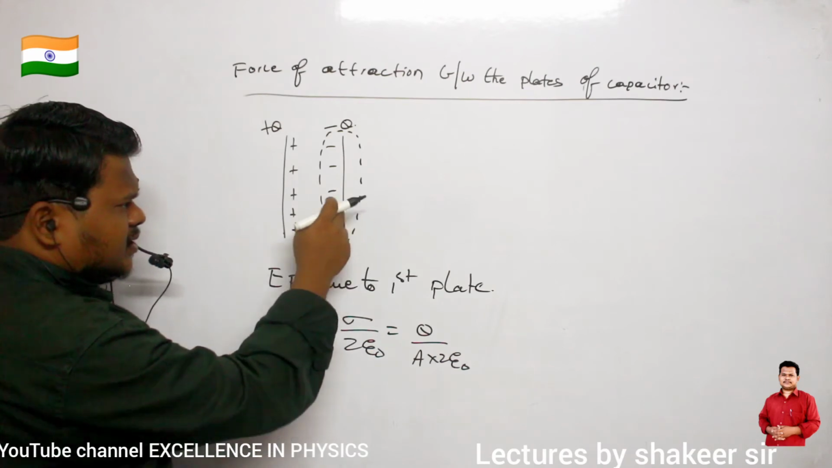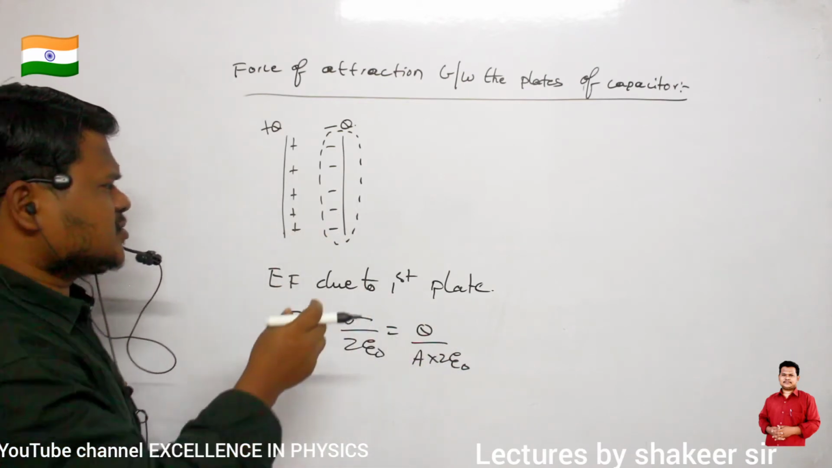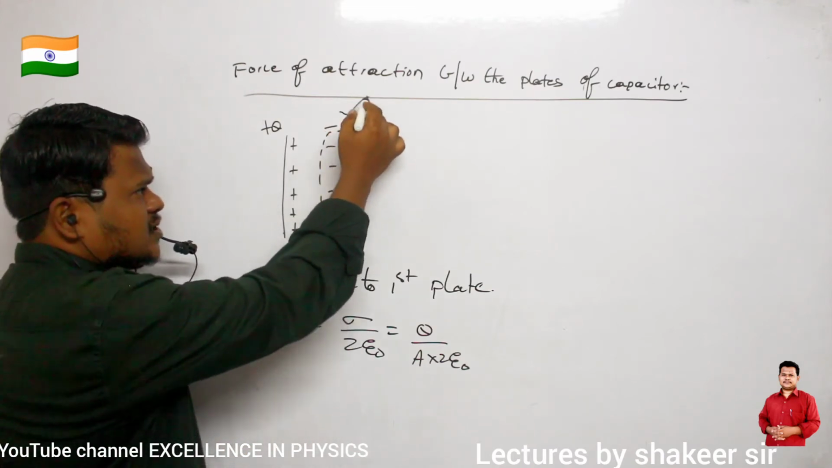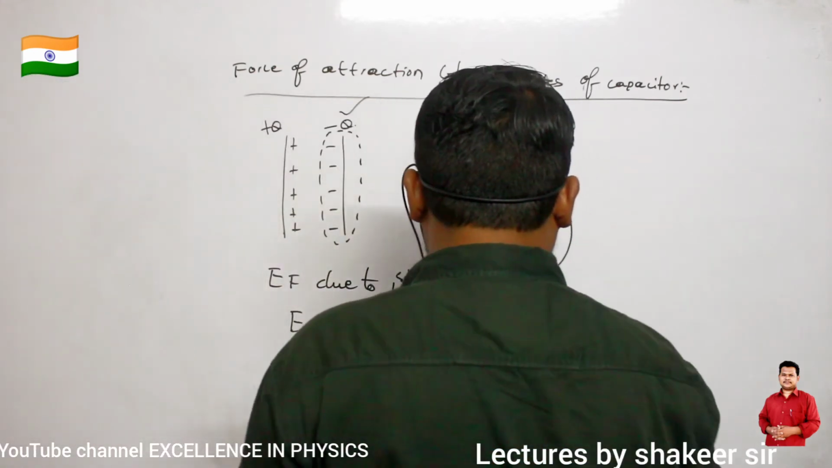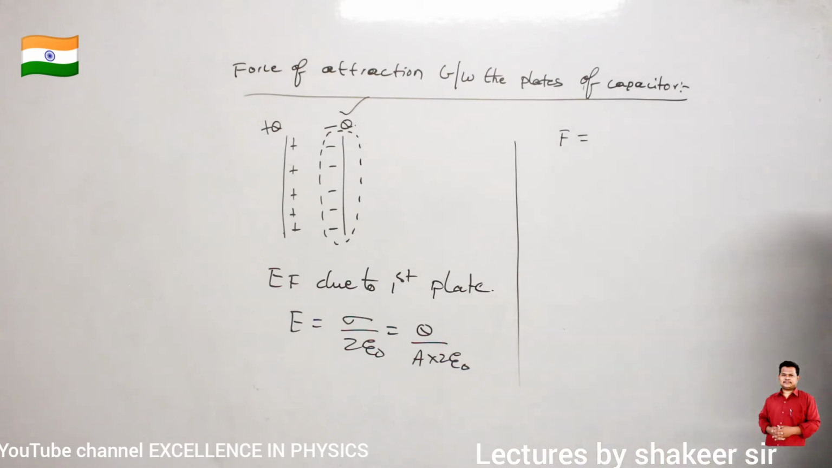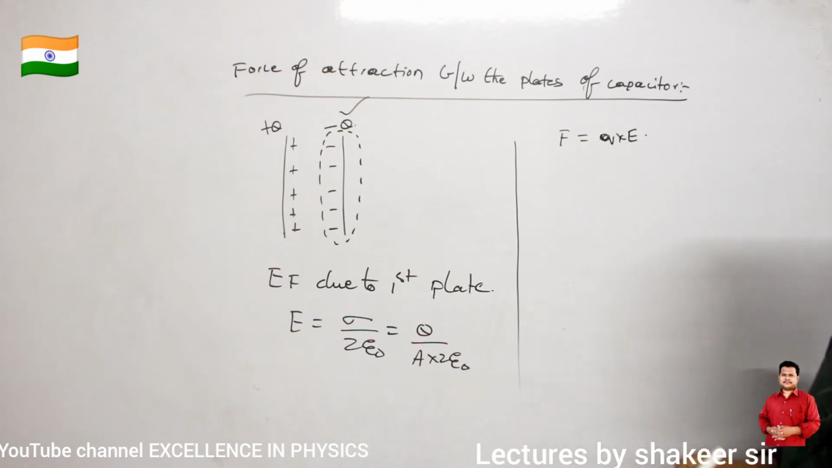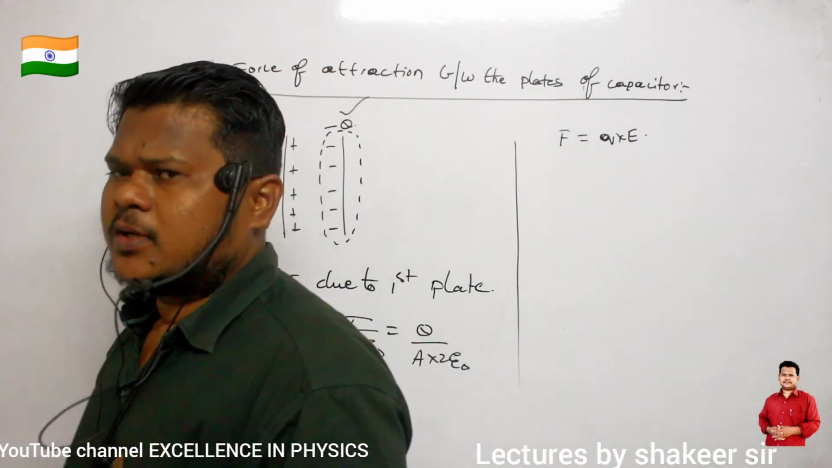And this second plate is present in this amount of electric field. Then what is the force experienced by these charges? The total amount of charge present on this plate is minus q. Then how can I calculate the force of attraction? F is equal to q into E. We have already studied this nearly a thousand times.